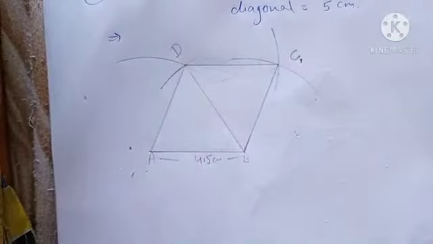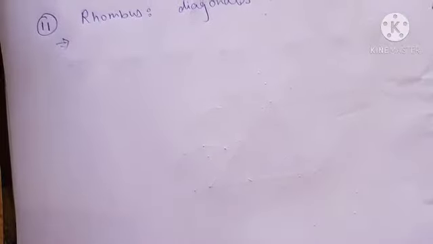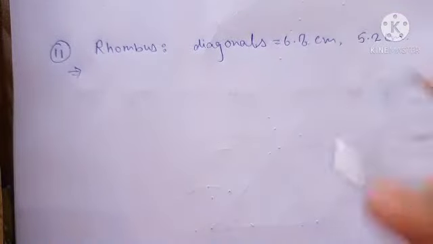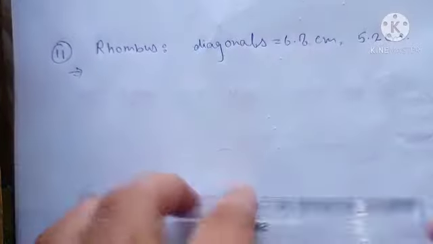Now move to question number 11. In question number 11, we have to construct a rhombus whose two diagonals are given, 6.8 centimeter and 5.2 centimeter. So first of all, what we have to do? We have to draw a line segment of 6.8 centimeter.